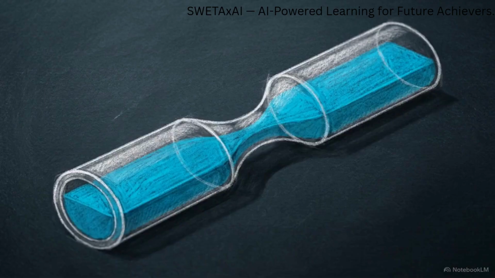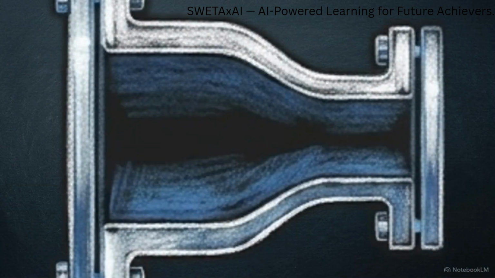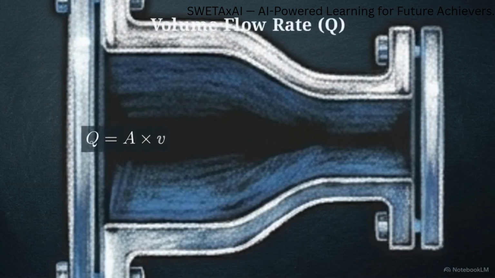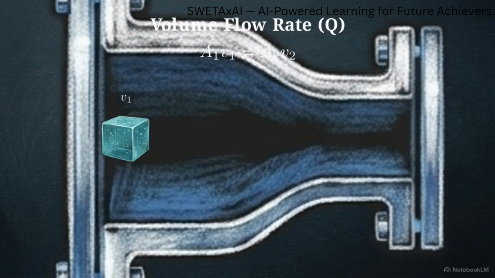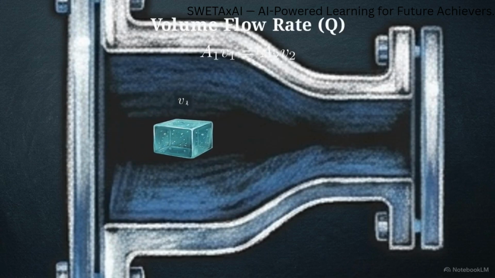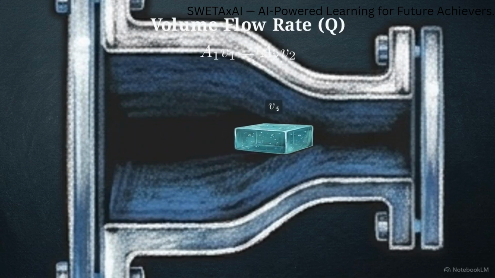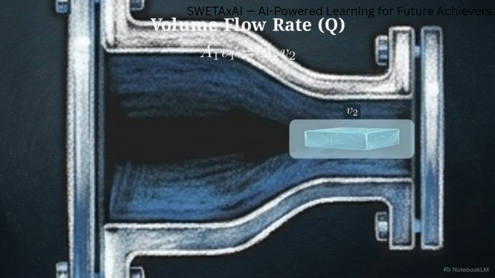Consider an incompressible fluid flowing through a horizontal pipe that suddenly narrows into a bottleneck. Because the fluid is incompressible, the volume flow rate, the cross-sectional area times the velocity, remains constant throughout the streamline. This diagram illustrates that relationship. The continuity equation, A1V1 equals A2V2, governs how this fixed block of fluid moves. As the cross-sectional area decreases in the bottleneck, the fluid velocity increases to maintain the constant flow rate.